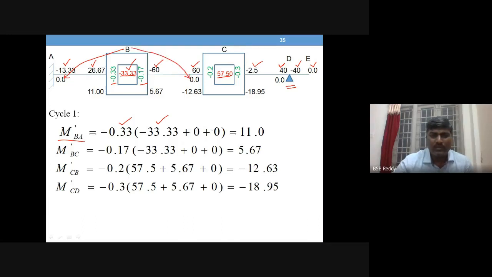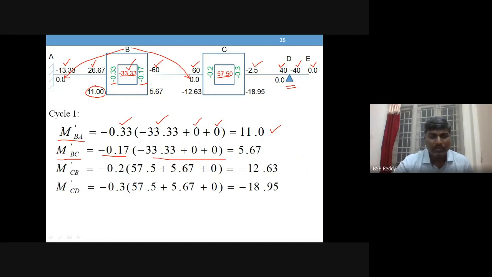So A rotation contribution is 0. For C there will be a value, but it is not available in the first cycle, so we take 0. And this is the value. So this value is M dash BA, which means moment developed at B in AB because of rotation of the joints. Next, BC. Just change the factor, remaining all are same.